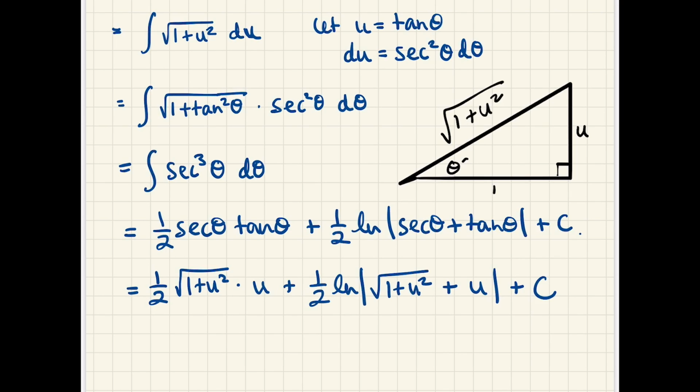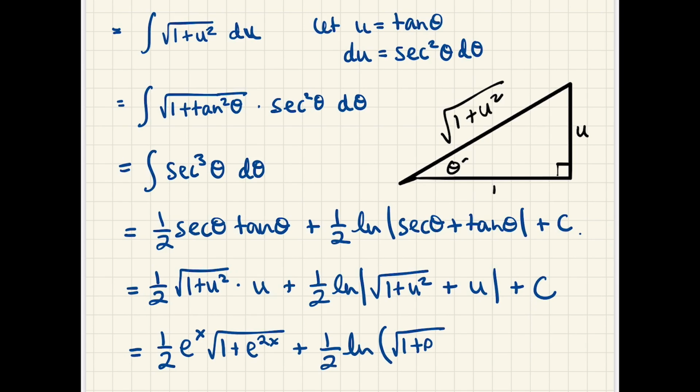Okay, so we're not quite finished because we also need to drop the u's back down to x's. And if you recall, u is e to the x. So what we really have here is 1/2 u, which is e to the x, times the square root of 1 plus u squared, that would be 1 plus e to the 2x, plus 1/2 ln of, now we know this is going to be a positive expression since the u's are always positive, since they're equal to an exponential. So we can get rid of the absolute value, 1 plus e to the 2x plus e to the x, and plus our constant. And it's not the cleanest expression in the world, but that is the correct final answer.